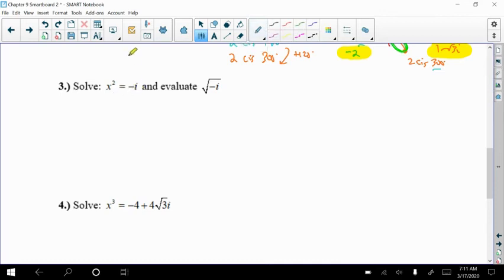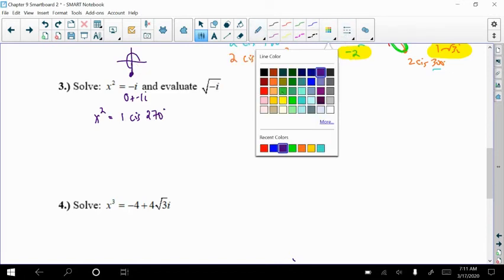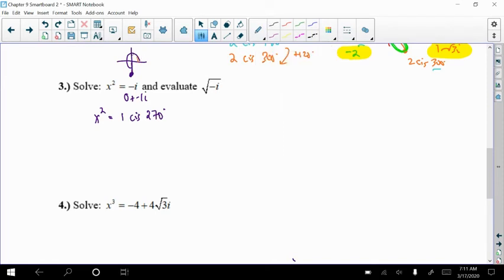X squared equals negative i. So negative i is straight down here, one unit in just the imaginary direction. There are zero real components. There's negative 1 in the i direction. So right away, I can say x squared is equal to 1 cis 270 degrees. And notice that 1 became positive because the 270 degrees has already given me that connotation that it's a negative value.